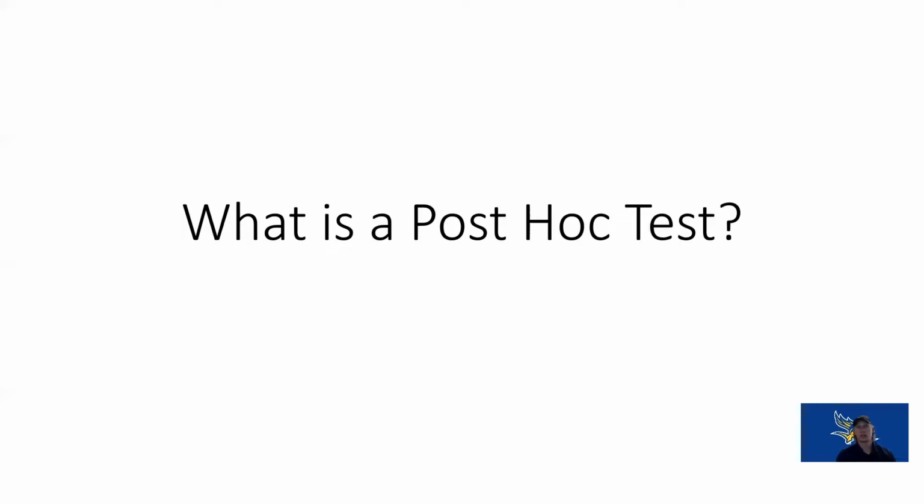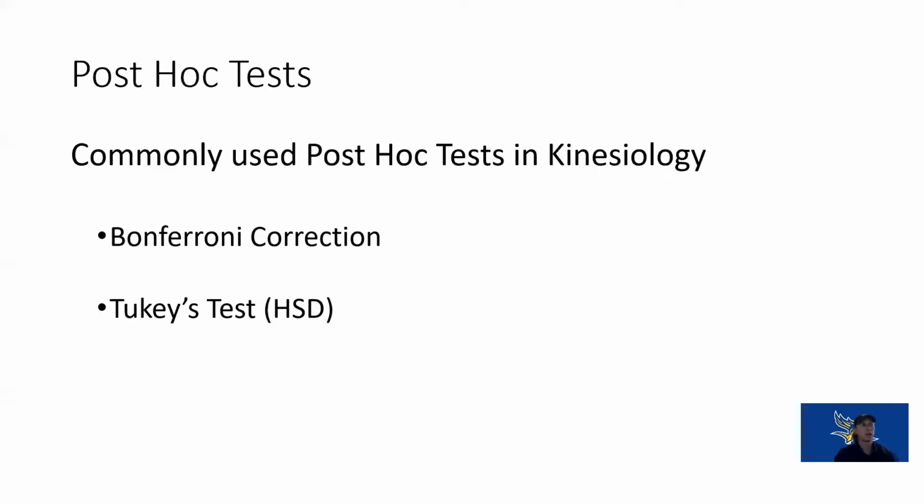If we find a significant ANOVA, we know there's a difference. Now we use a post hoc test to find the difference. The commonly used post hoc tests in kinesiology are the Bonferroni correction and Tukey's test, or Tukey's honest significant difference. These are the two tests that you'll probably see reading research in the field of kinesiology.